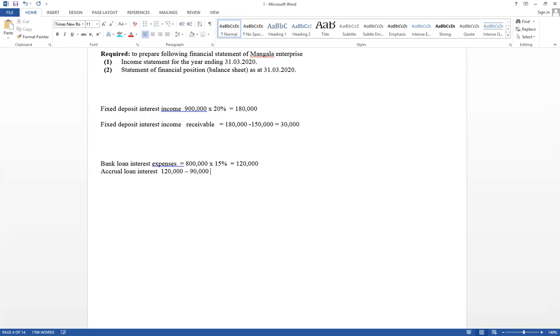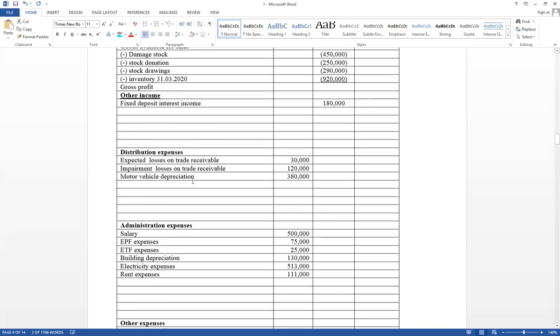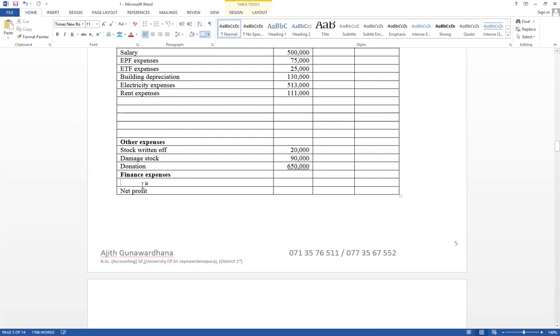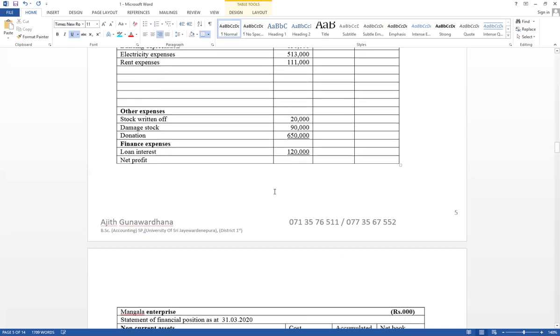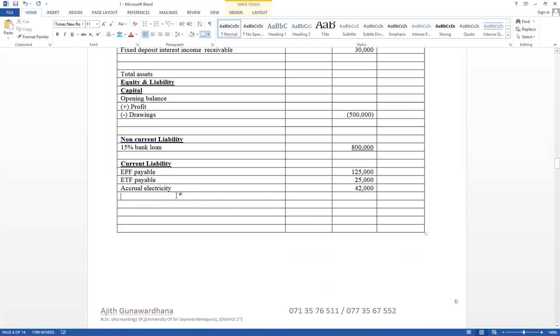But the trial balance has 90,000. That is paid in cash. Therefore, 30,000 is not paid: accrual loan interest. As loan interest expense, 120,000. Accrual loan interest equals 30,000. Therefore, loan interest finance expense 120,000 is the calculated value, but the trial balance includes 90,000. That is paid in cash. Under current liability, as accrual loan interest.